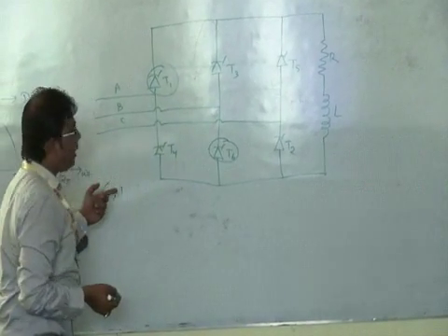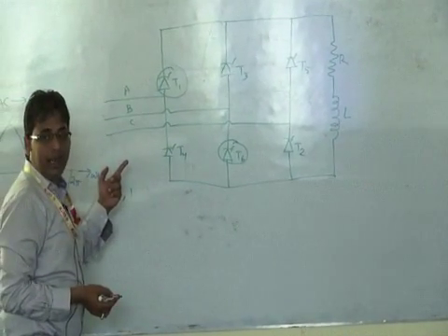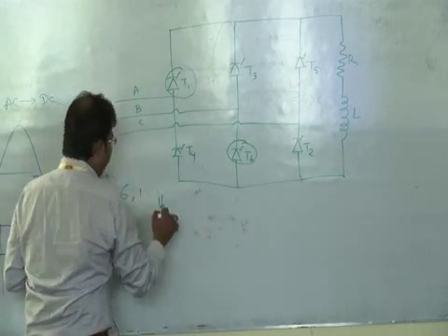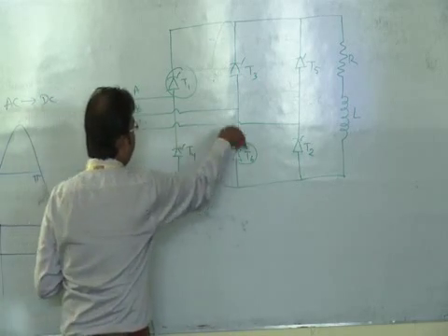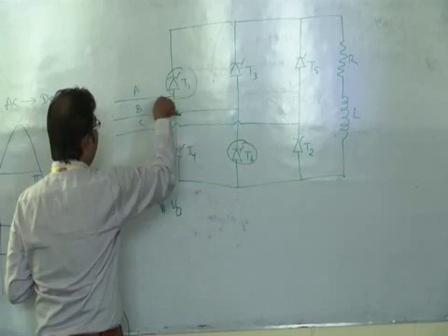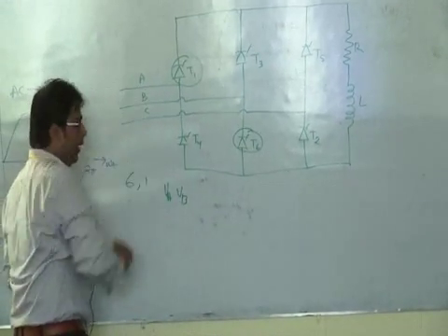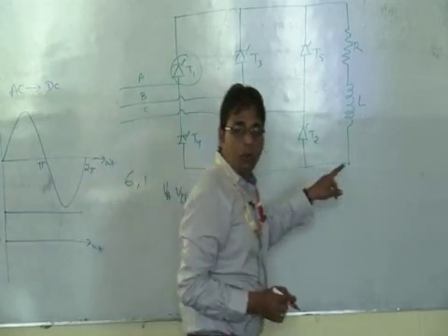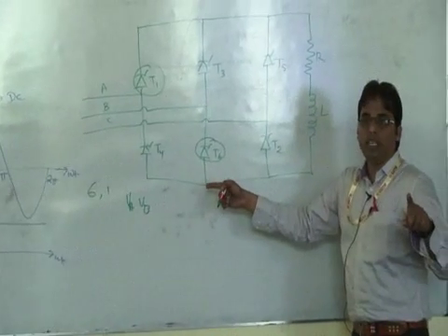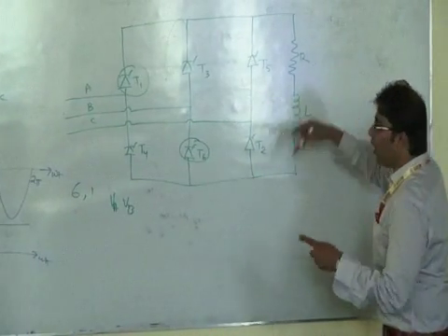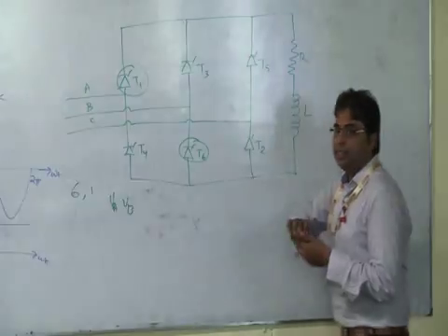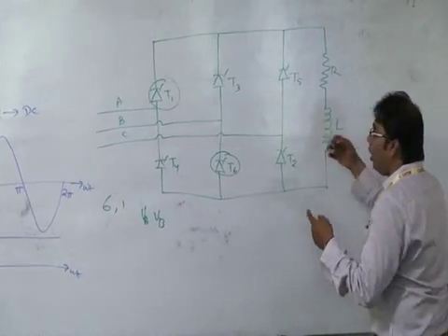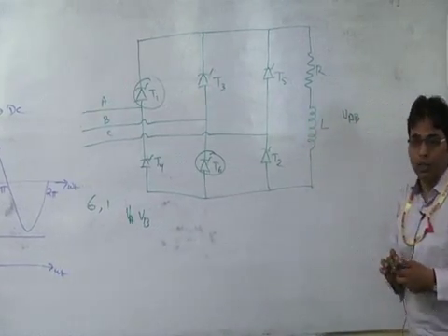Then which phases are excited? VA and VB. From the lower half, T6 is connected to phase B, from the upper half, T1 is connected to phase A. So VA, VB is excited. Now, what is the output voltage? It will follow the line voltage. Since two phases are excited here, it will follow the line voltage VAB.